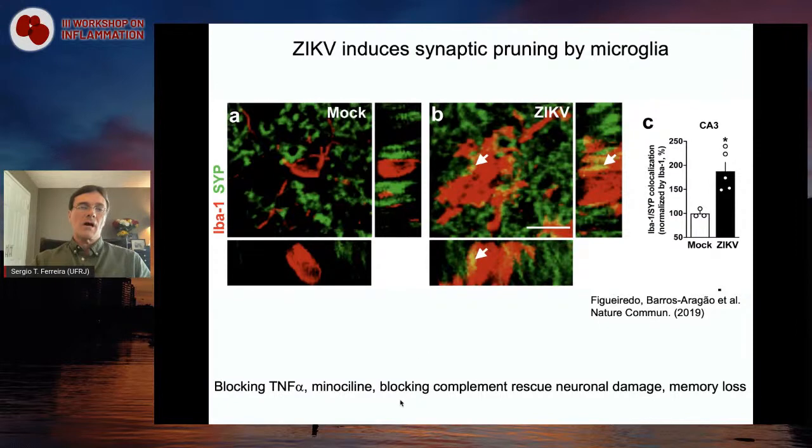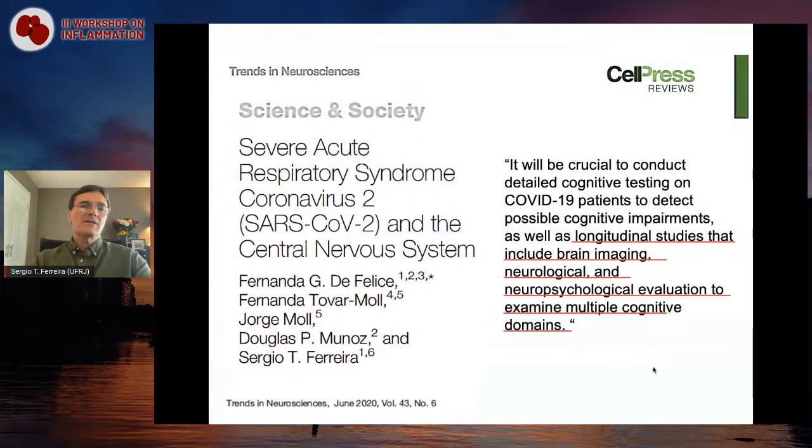And in the same study, we found that blocking TNF-alpha signaling, or blocking microglial activation, or blocking complement proteins with antibodies against C1q or C3, we completely prevent neuronal damage and memory loss in mice infected with Zika virus. So that suggests that indeed brain inflammation and microglia play key roles in memory impairment and neuronal damage induced by Zika. So this brings me back to the COVID story that I began my talk with.